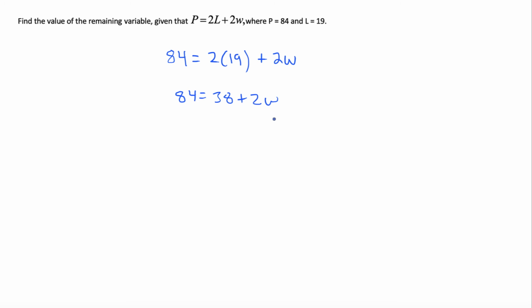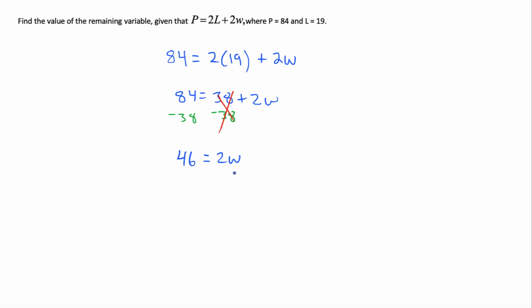What's the next thing we should do here? Remember, we want to solve for W. Using the properties of equality, we should move the 38 over to both sides. So we're going to subtract 38 from both sides. On the right side, that cancels out, which is what we want. So on the right side, we're left with 2W. On the left side, we have 84 minus 38, which equals 46.